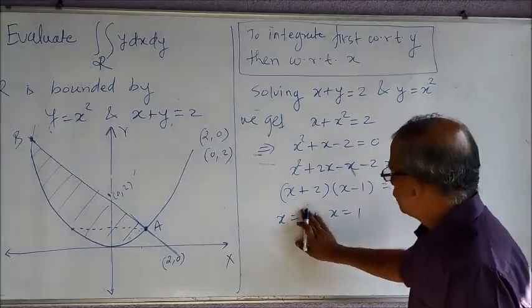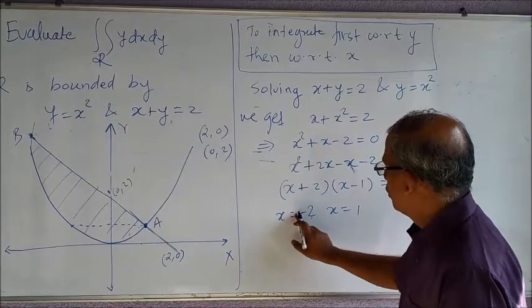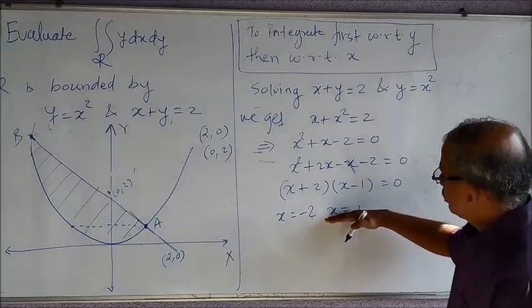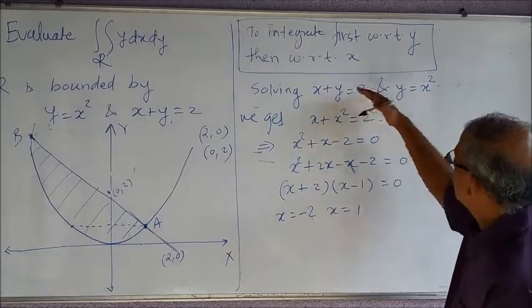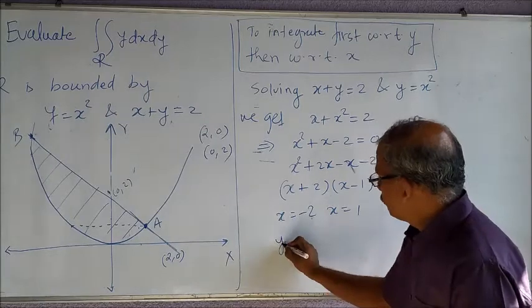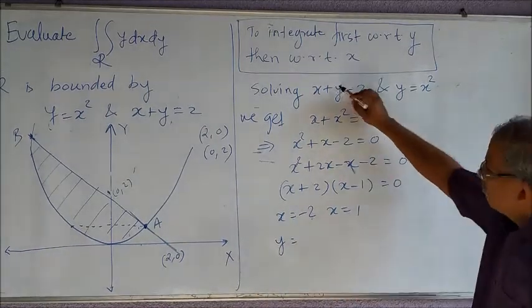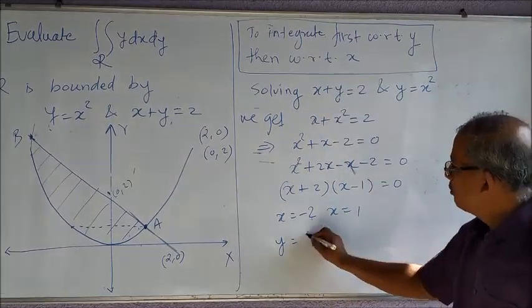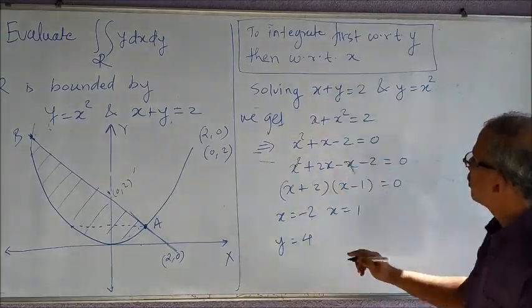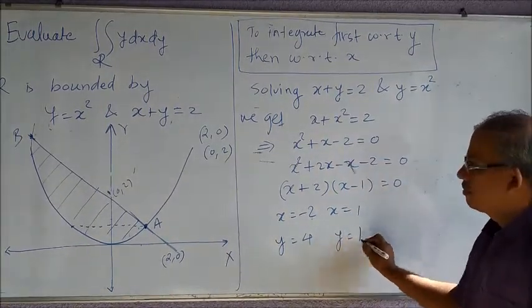Sorry, x is equal to minus 2 and x is equal to 1. Right? So now if we substitute these values in any one of the equations, let me substitute it here, we'll get y. So y will be what? If I put x equal to minus 2, y will be 4. And if I put x equal to 1 over here, y is 1.